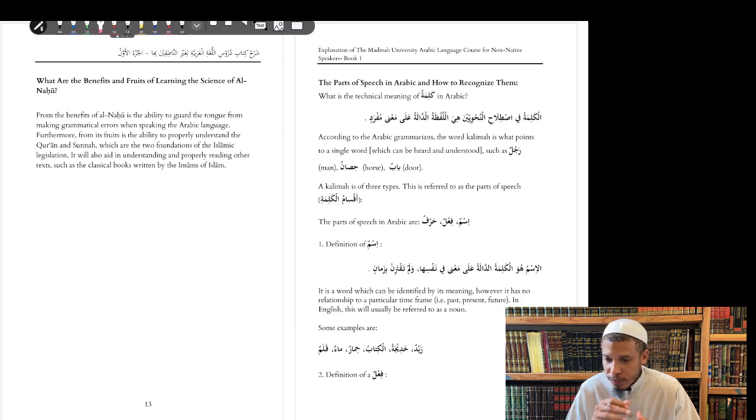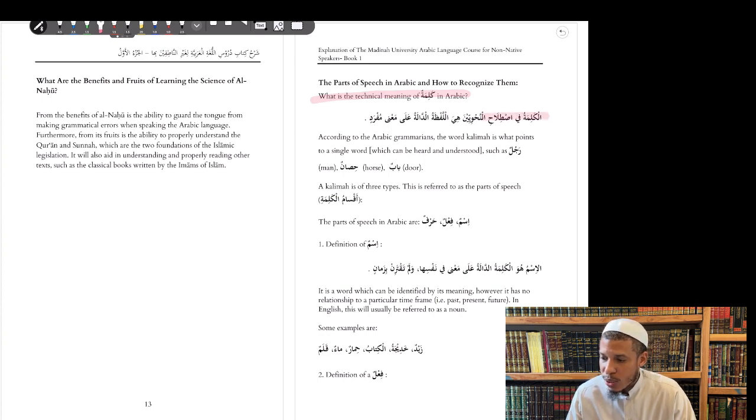Now, so here inshallah ta'ala, continuing, we're going to speak about the parts of speech in Arabic and how to recognize them. So now, what is the technical meaning of kalima? Kalimatun. What is the technical meaning of kalima in the Arabic language?